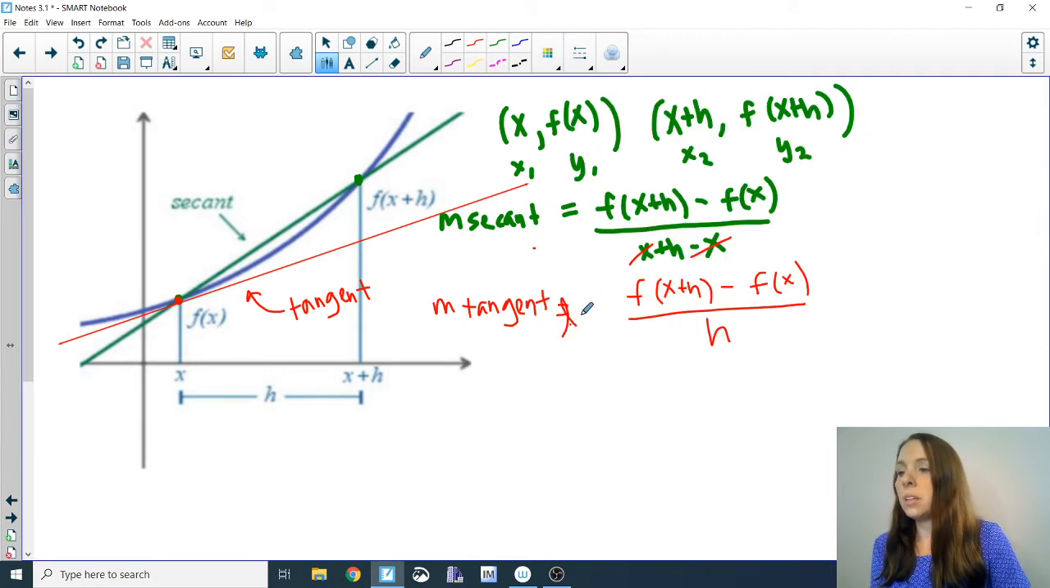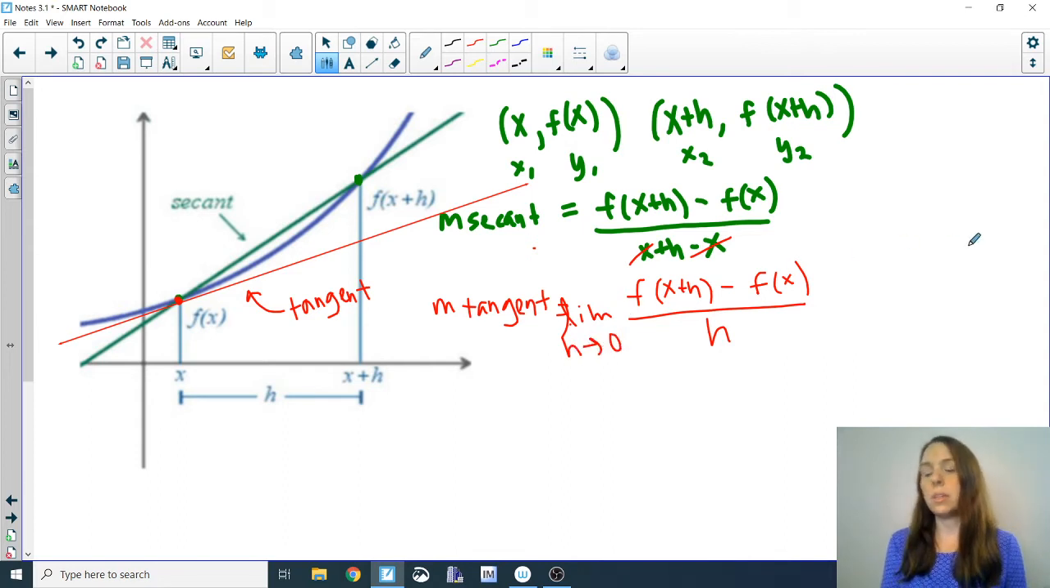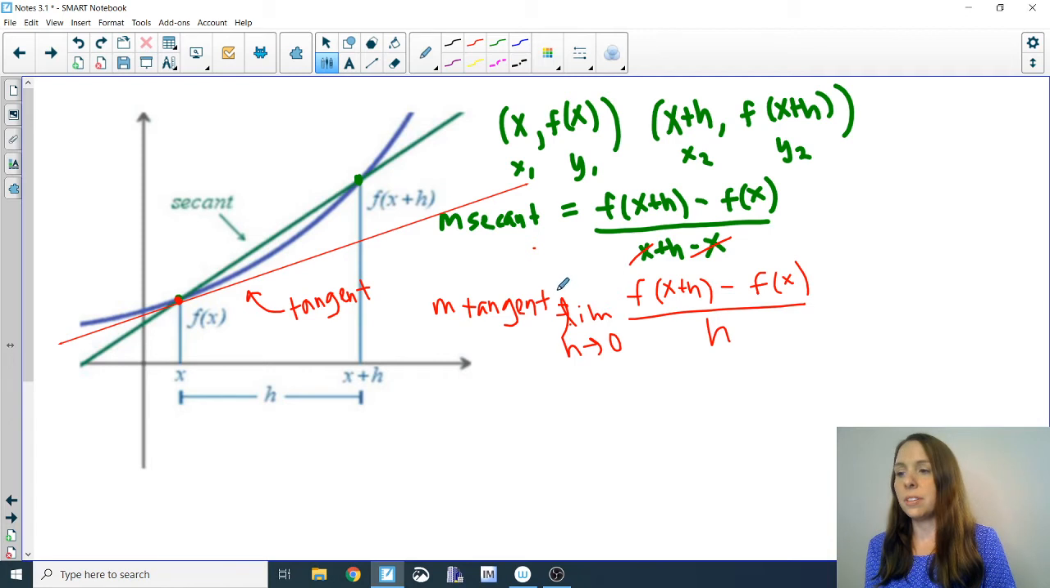But that's what a limit's for. A limit's like, yeah, I know you can't really do that, but let's just do it anyway. Let's just see what happens here. All right, and there's your formula that is the definition of a derivative.